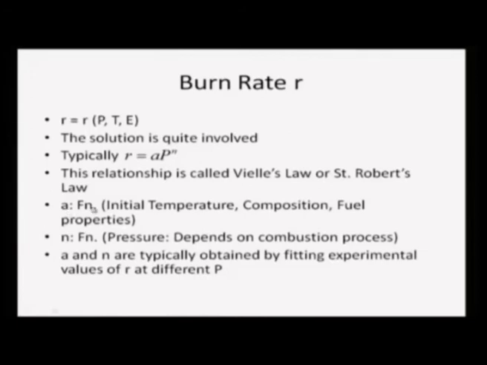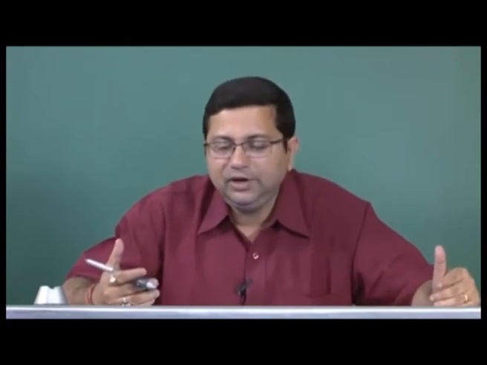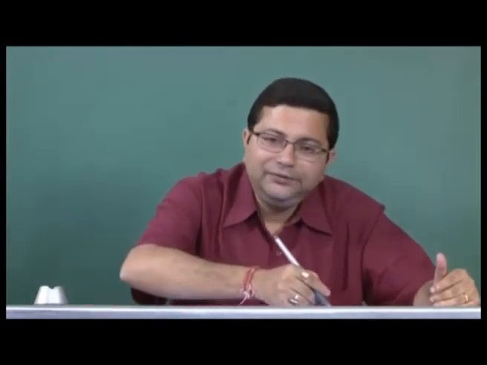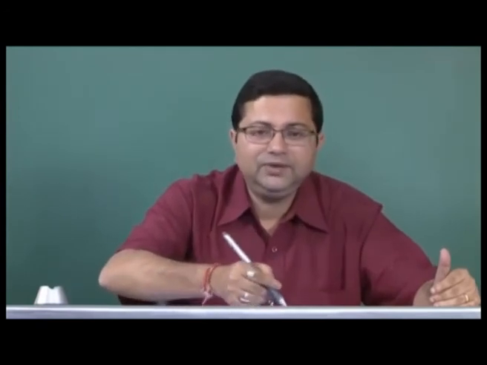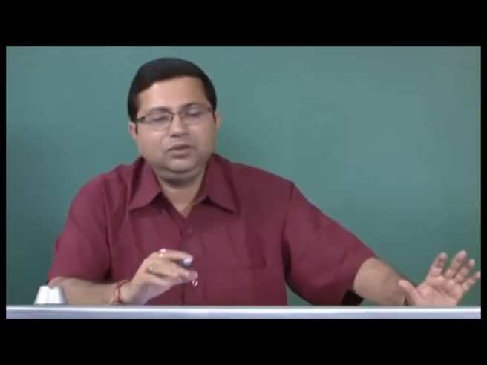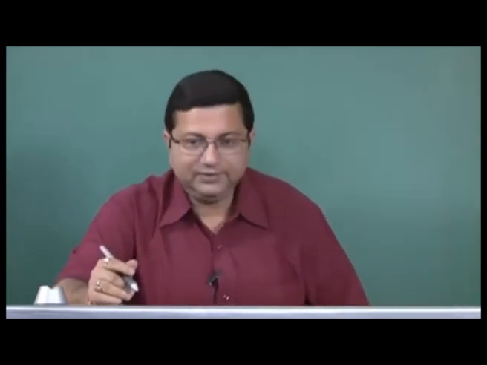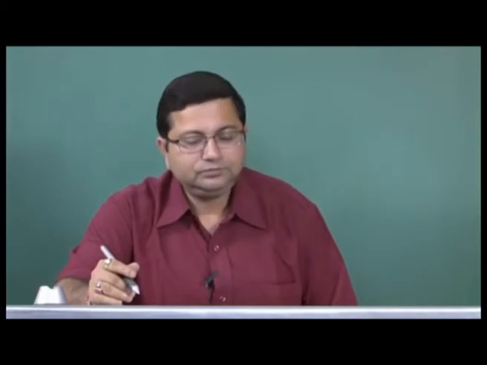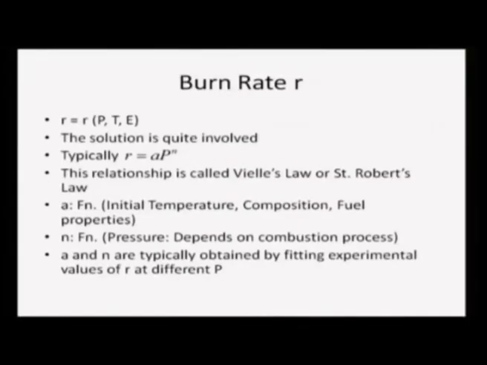Now, here A is a function of initial temperature, composition, and fuel properties, and n is a function of pressure typically, therefore, it depends on the combustion process. This A and n are typically obtained by fitting experimental values of R at different pressure. How do we get it? We conduct experiments at different pressure, measure the burn rate or estimate the burn rate, and then do a curve fit to get this relationship, and from there we estimate A and n. That is how typically the exponents are estimated. So, this is the burn rate of double base propellants.